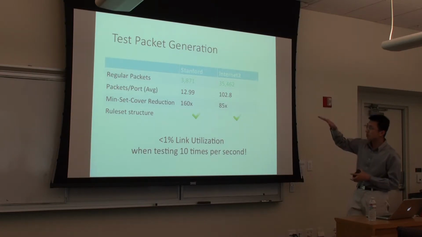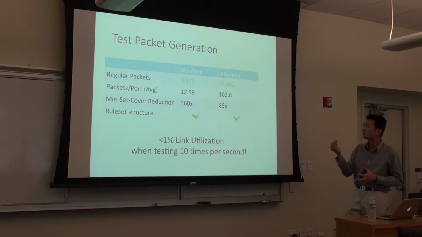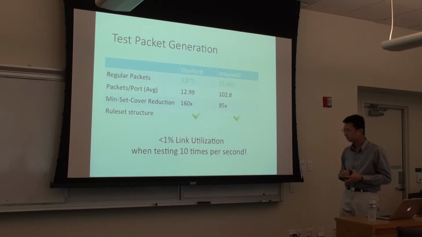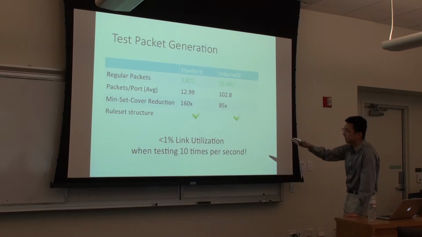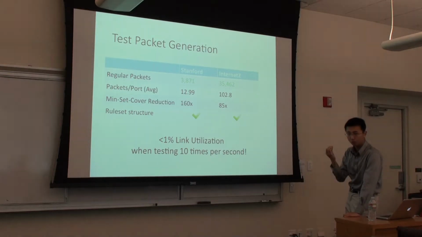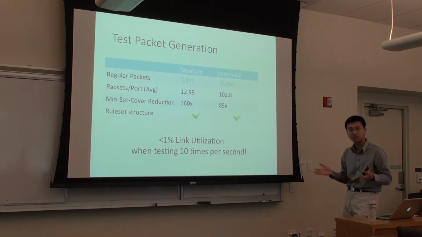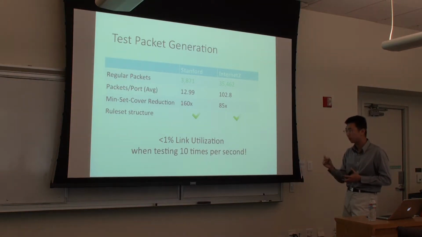And remember, this number of packets is amortized across different ports. So the packets per port is even smaller. If we assume 1 gigabit per second in Stanford or 10 gigabit per second in Internet 2, you can use less than 1% of the utilization, less than 1% of the overhead to test the entire network 10 times per second. In other words, you can find out the problem within 0.1 second.